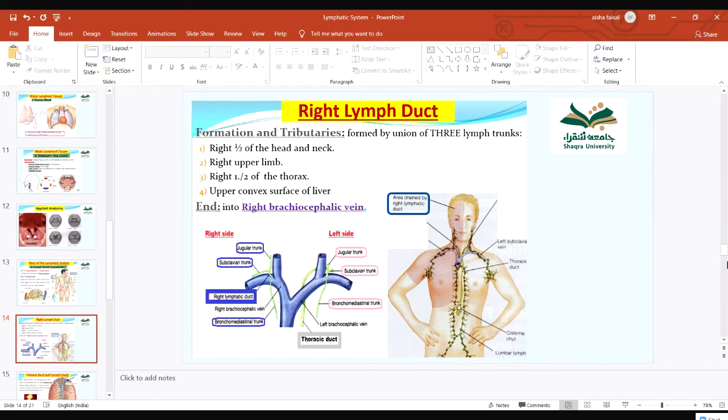So your thoracic duct is draining the lymphatics into the circulatory system from the whole body, except the right half of your face, the right half of your neck, the right half of your thorax, and the right upper limb. Apart from this region, which is darker in color, the lymphatics from all the remaining areas of the body will ultimately go into the thoracic duct. Then the thoracic duct opens into the left brachiocephalic vein over here.